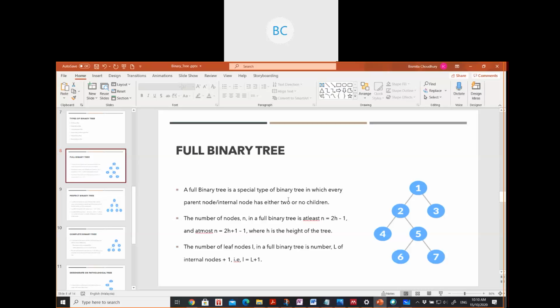What's the height of this tree? The height is 3 here. You just need to see the longest edge. What is the longest edge? From root to the leaf. There are 1, 2, 3. So height of this tree is 3.